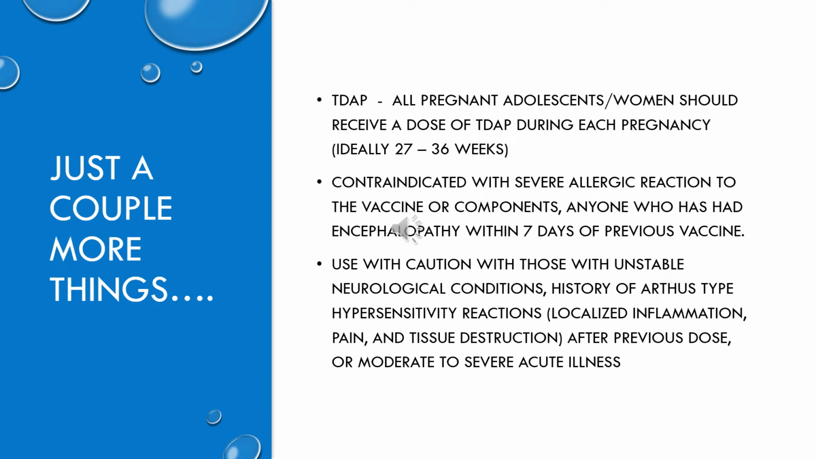It is contraindicated with severe allergic reaction to the vaccine or any components, just like all the other ones I've been telling you about, or in anybody who has had encephalopathy within 7 days of the previous vaccine. And remember, this is done in 10-year cycles once they get through that initial phase. Use with caution for those who have unstable neurological conditions, a history of Arthus-type hypersensitivity reaction from the previous dose, and you can see what that is in the parentheses. It's just a localized inflammation of pain and tissue destruction, or moderate to severe acute illness. Those people should be cautiously given this injection.